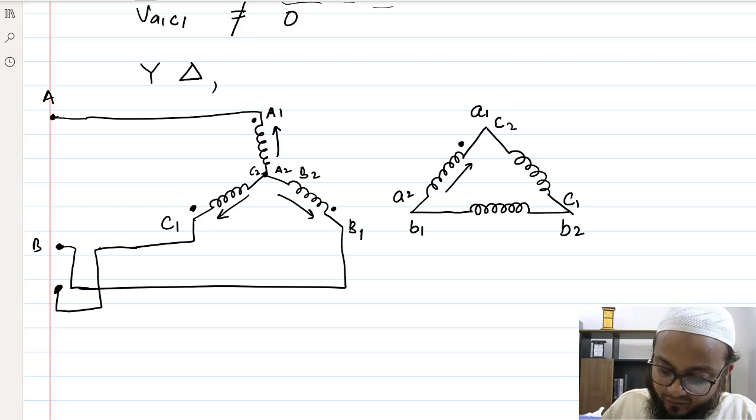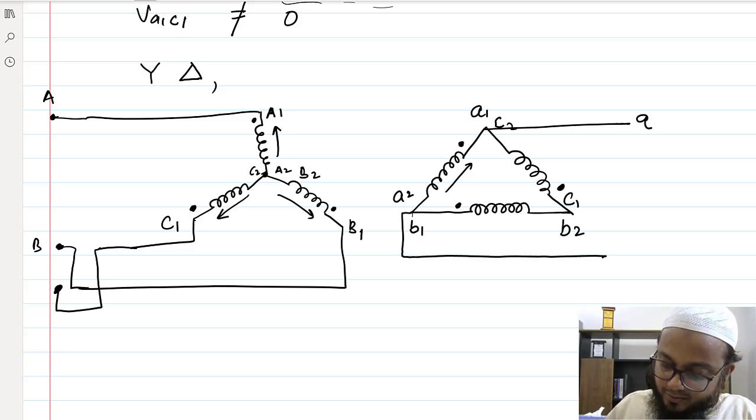Similarly for B1, B2, so potential is in this direction. For C1, C2, the potential is in this direction. Okay, this is my phase A, this is my phase B, and this is phase C.